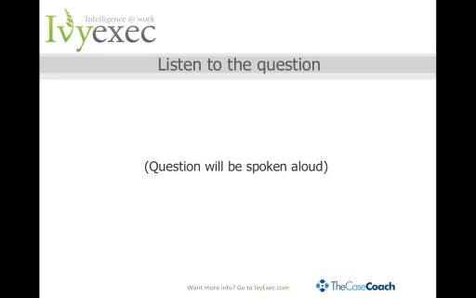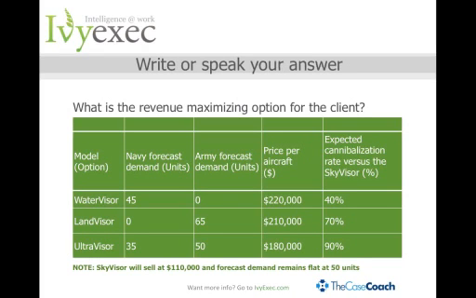So given all that information I just shared with you, here is a figure with all that information. In addition, there's some information on the forecast demand for each plane. So you see the Navy, it looks like they would like 45. The Army would like 65. And they'd both like a whole lot of the Ultravisors. So the question you'd see in an interview after receiving this information is, what is the revenue-maximizing option for the client? And so I'll just pause for a few moments to help you gather your thoughts and think about how you might approach this problem.